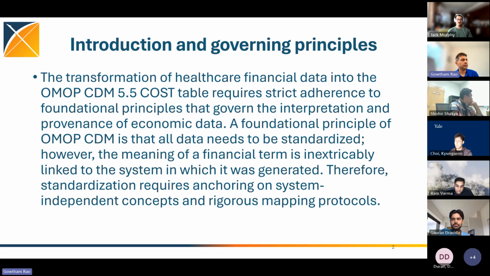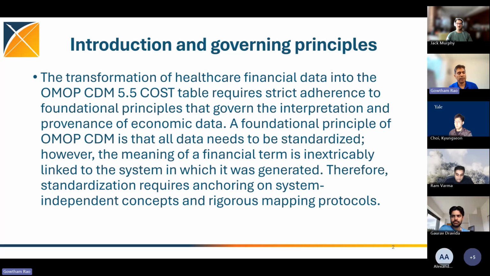One of the fundamental tenets that we want is that the output calculated by any standardized software running on data that has been ETL'd into the OMOP CDM cost tables would be good enough for actuarial certification. So it has to be precise.